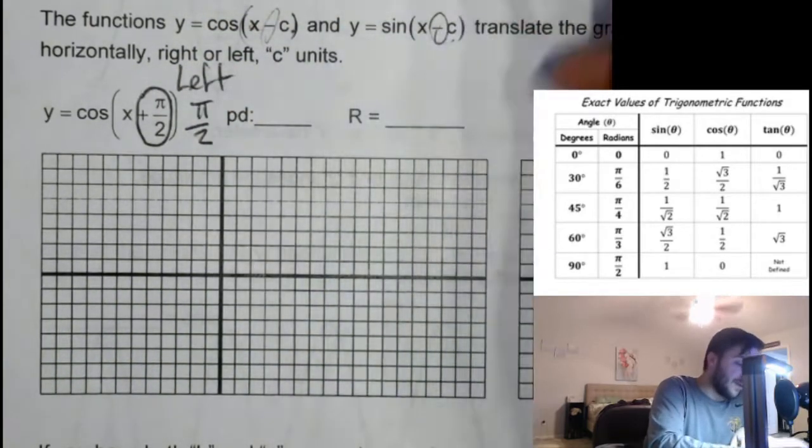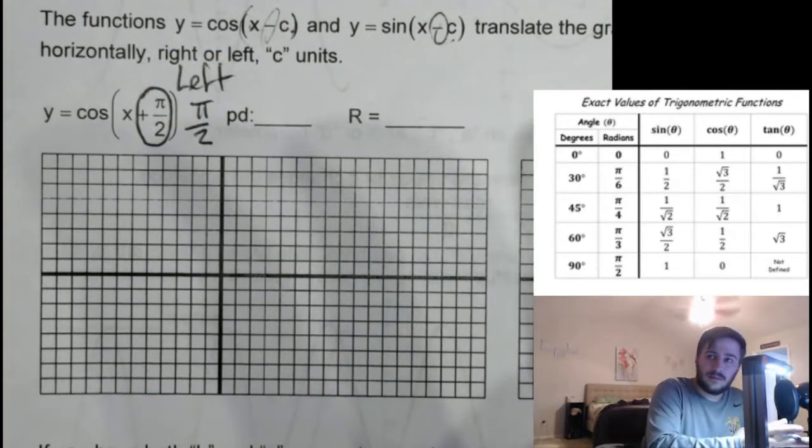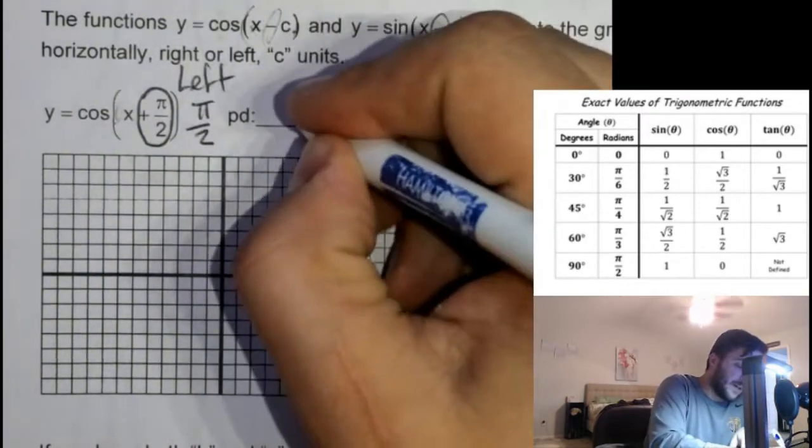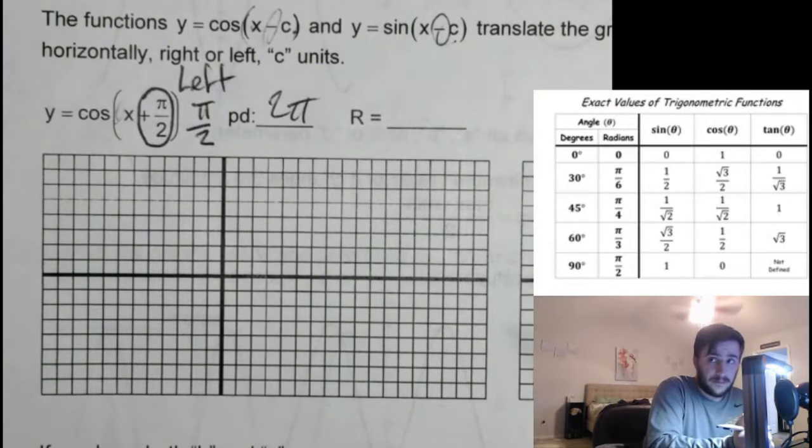All right? So what does that mean? Well, that doesn't do anything to our period. There's nothing being multiplied here. So period's just going to be normal, 2 pi. We still are going to have 2 pi to get through the full cycle. But our starting point changes.